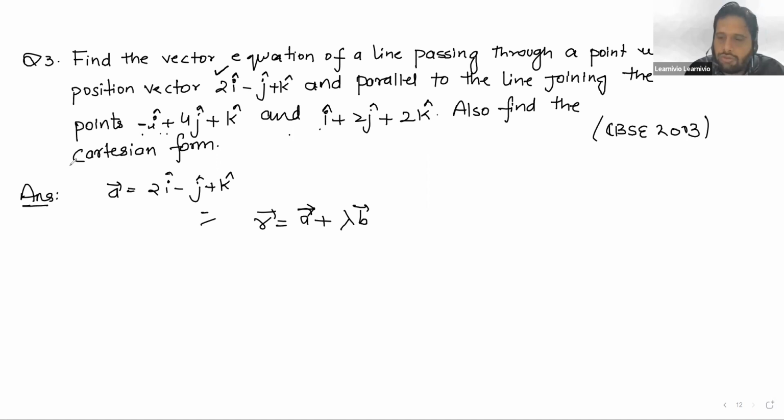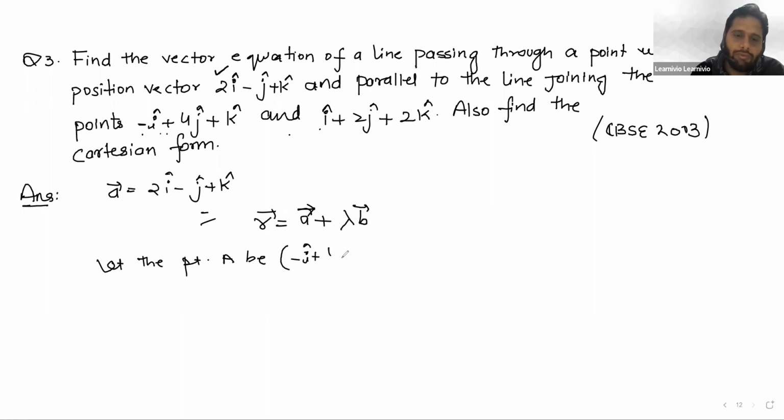Is the line joining point 0 minus 2jk? Let me find out this. So let this point be A. Let the point A be... Yes, we will use A plus lambda B. So the point A, B minus I cap.